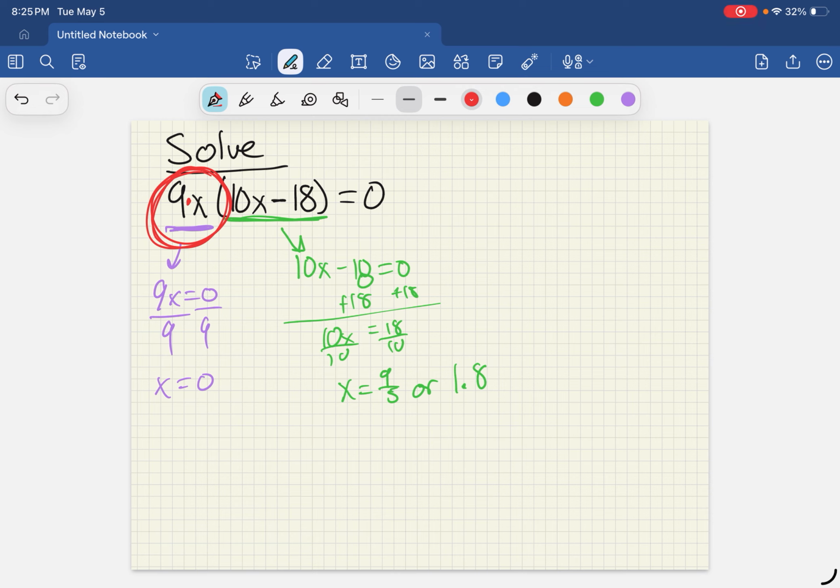Now, as you're doing this, do not get held up on, oh, hey, it's supposed to look a certain way. After you've done enough practice, yes, you will pick up on this. Your job is just to, every single time, set your two equations equal to 0 and solve those two equations.